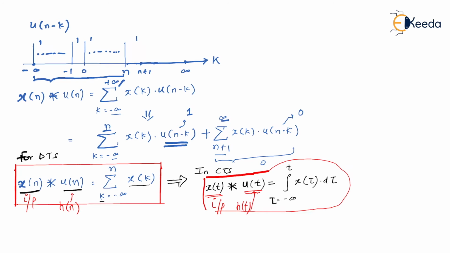So what I can conclude is, in discrete time signals, whenever you convolve your input with u of n, that is a step input, then your discrete time system acts as a summer, or a system which does summation. Whereas in continuous time signals, whenever you convolve your input with the u of t function, then it acts as an integrator system. We know that this is a standard integrator function. So this is a standard integrator system.